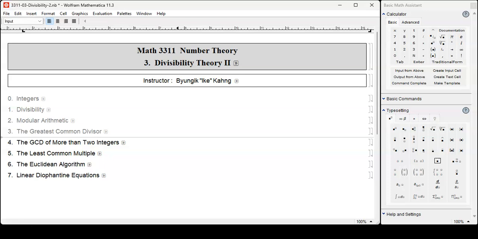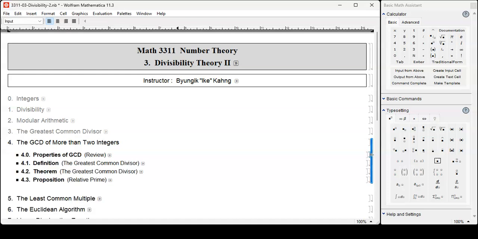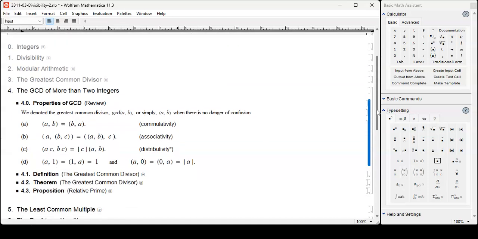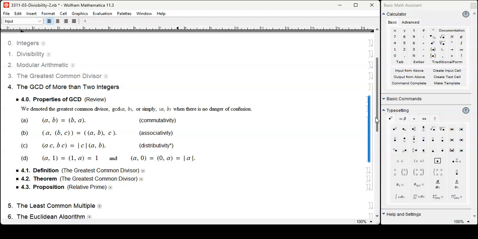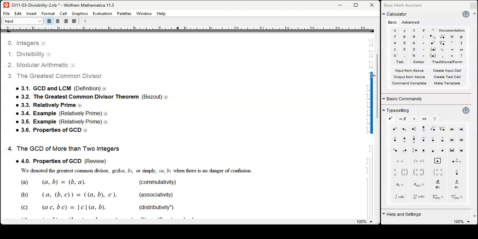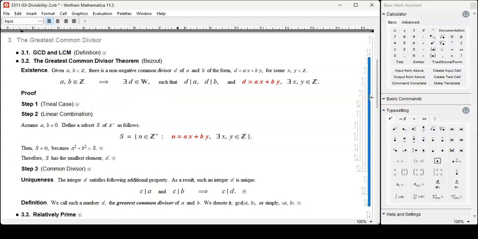Now let's go to Section 4. The GCD of more than 2 integers. Before that, let's review some properties of the GCD: commutativity, associativity, distributivity, and so on. And the proofs are left to the students. Not difficult, but can be a bit tedious. Tedious, yes, but let's talk about it briefly. I'm not going to go through this a lot because it is going to be tedious.